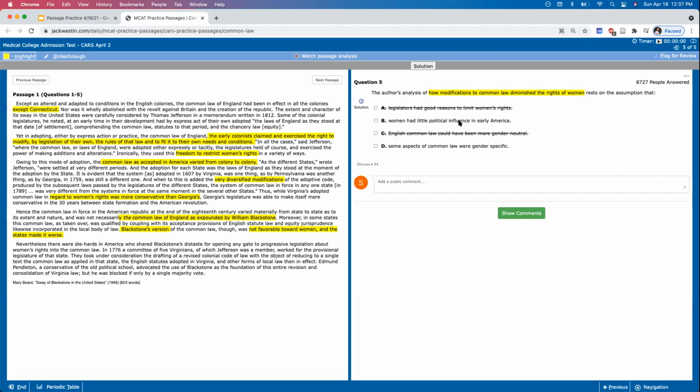Also, okay, first we didn't discuss women's political power in the passage, so it's really hard to say that. But if we are talking about women's discrimination, that could be a cause, or that could be a result of the common law. So if we're diminishing their rights, they're going to have little political influence. So this is kind of the cause and effect, but we're trying to find the assumption. We're trying to find something that already exists, whereas B is talking about something that would happen after the rights of women would be diminished. Does that make more sense?